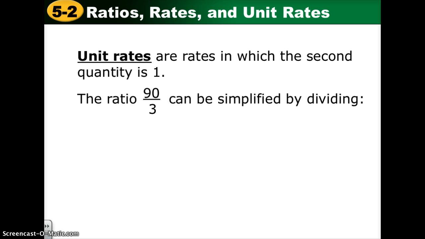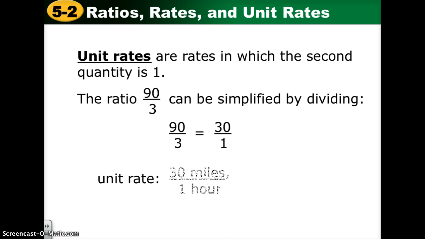The ratio 90 over 3 can be simplified by dividing. 90 divided by 3, 30 over 1. That's the same for the unit rate. If we put it into 90 miles over 3 hours and divide 90 by 3, we get 30 miles per 1 hour, or 30 miles per hour, and that is our unit rate.